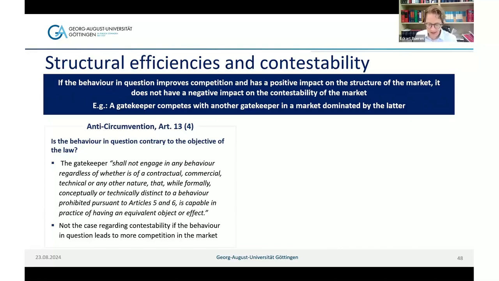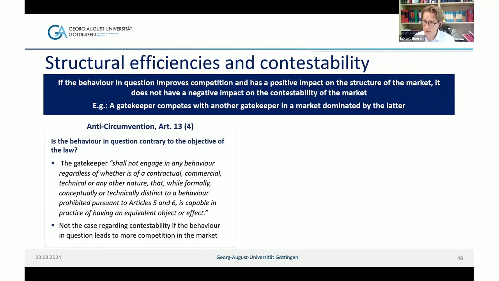The gatekeeper shall not engage in any behavior that undermines effective compliance with the obligations of Articles 5, 6, 7, regardless of whether that behavior is of a contractual, commercial, or technical nature, or any other nature, or consists in the use of behavioral techniques or interface design. So it's very similar. And this term undermining, if it's used in other areas of the law, usually refers to behavior that is contrary to the objective of the law. And so we have to look at whether the gatekeeper acts in line with the goal of the obligation.